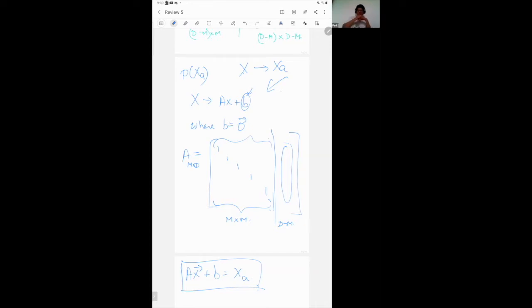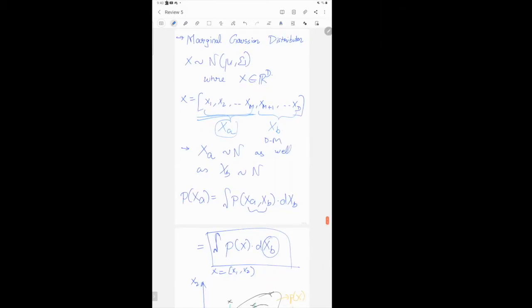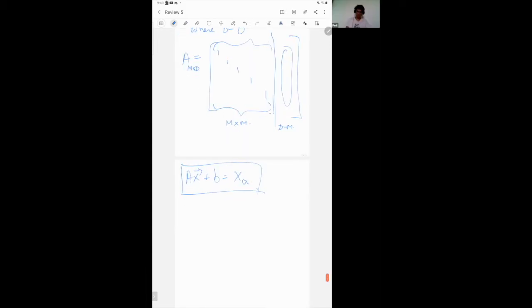So B is zero, and that's a linear transformation, and using A would just extract out the first m columns. If you remember the definition of XA, it's just the first m entries of the vector x. So choosing it that way, the identity matrix will be multiplied by this, and we would extract this, and all of the rest would become zeros. Okay, got it.